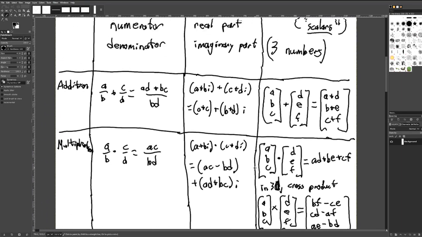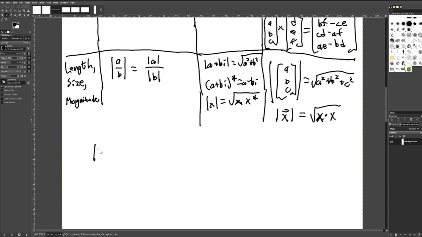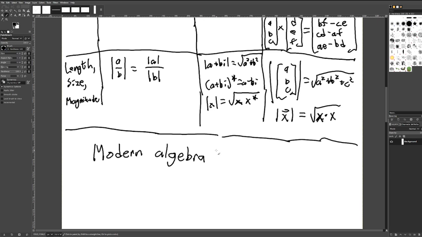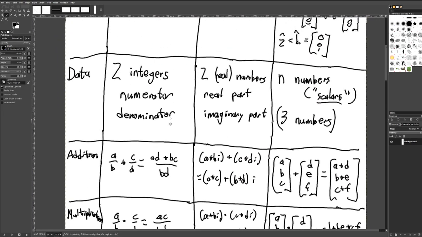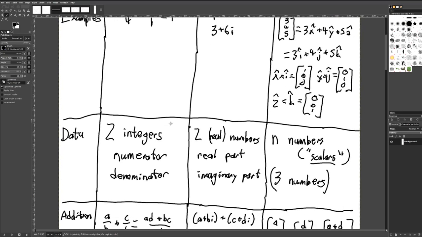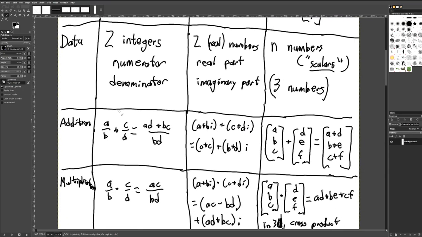So you can unify all this stuff, like I mentioned earlier. If you look up modern algebra, groups, abelian groups, semi-groups, etc. This is the branch of math that studies how to unify different systems of numbers and different data structures in math so that you can use an operation that you call, say, addition or multiplication.